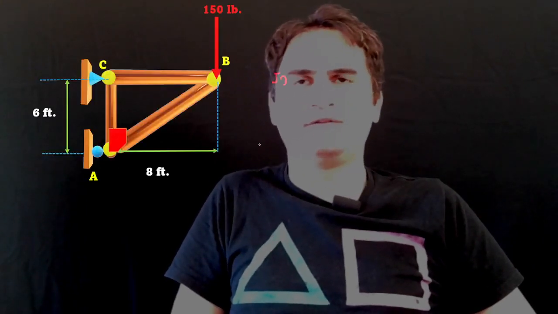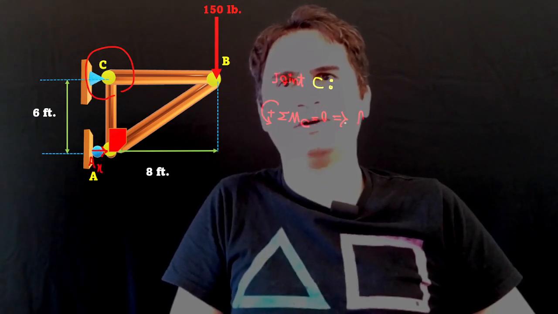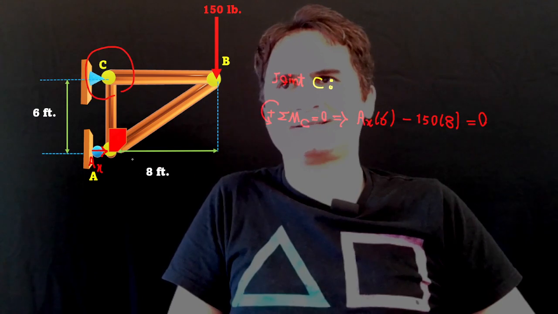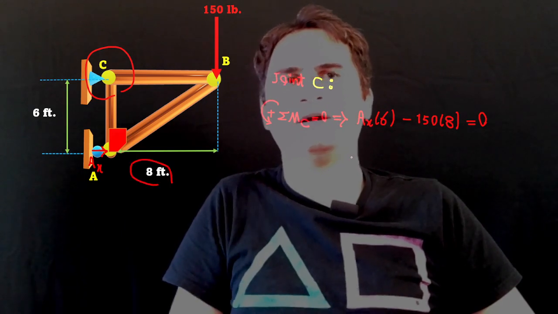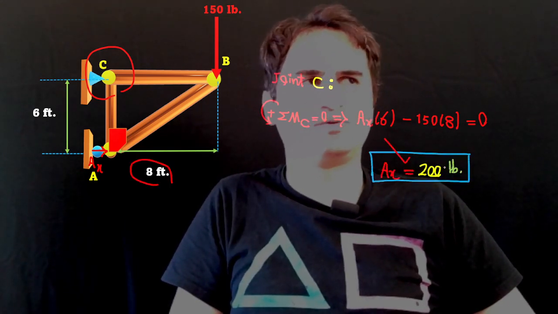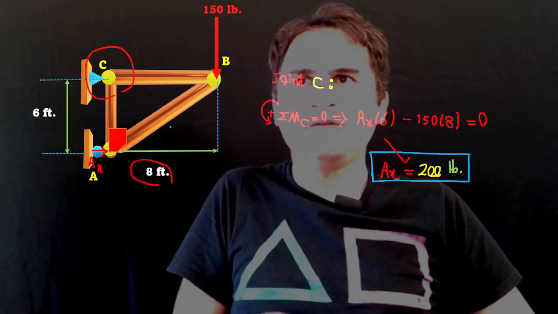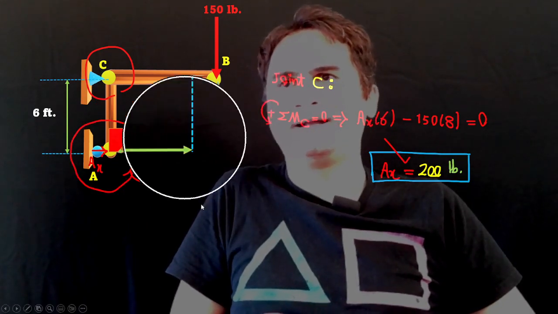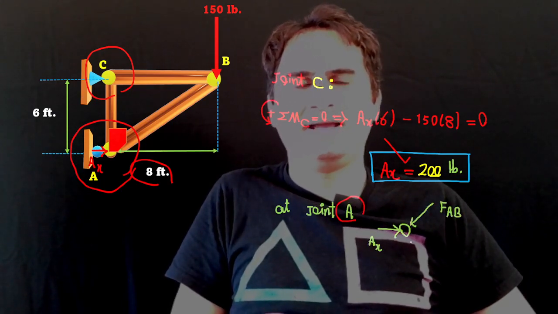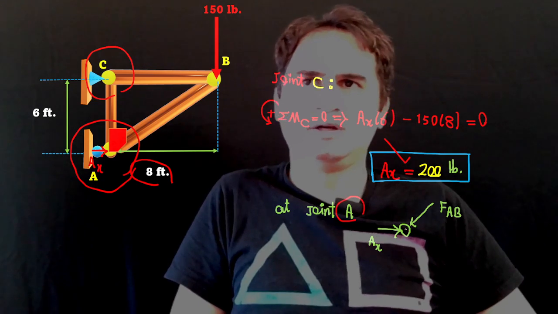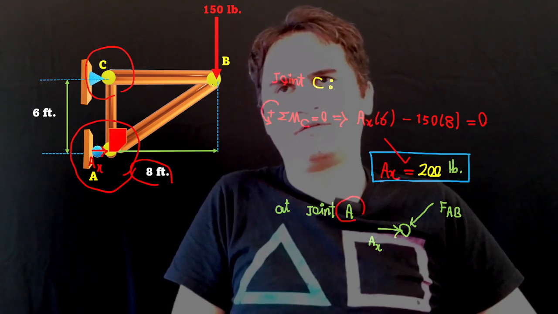If we calculate the summation of moment about C equal to 0, it gives us Ax times 6 minus 150 times 8. So Ax is equal to 200 pounds. As soon as we know Ax, we can simply jump to the joint at A. Ax is a 200 push on joint A. Definitely that force should be cancelled out by FAB from this member.